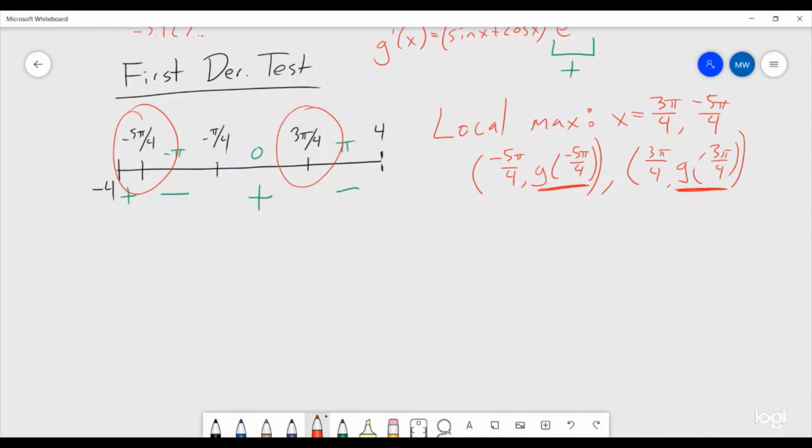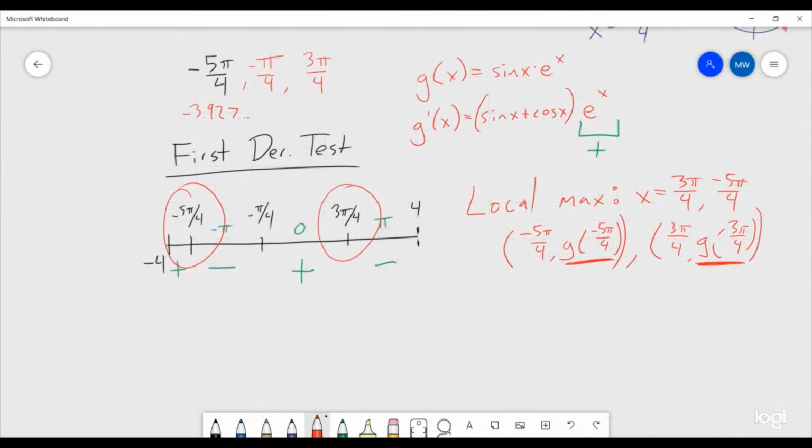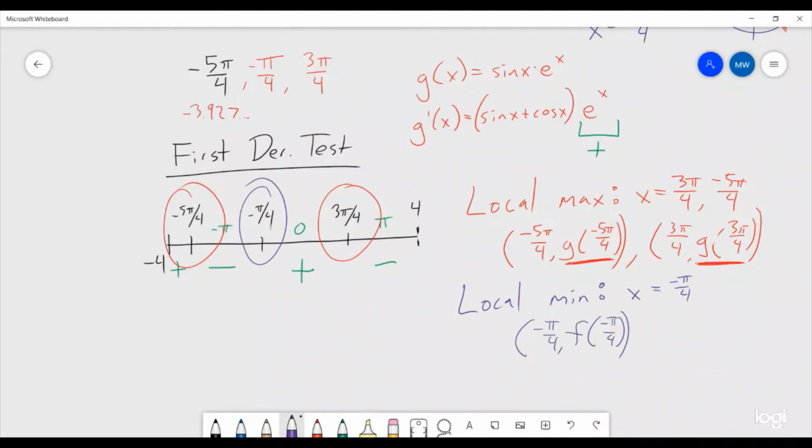So you'd plug into the original function, sine of negative 5 pi over 4 times e to the negative 5 pi over 4. I don't know what that number is, but that's what we would write down. And then similarly, we would have a local minimum, where the function is decreasing and then increasing. That's only going to be at negative pi over 4. So the point would be negative pi over 4, g of negative pi over 4. And that's how you would do this using the first derivative test.